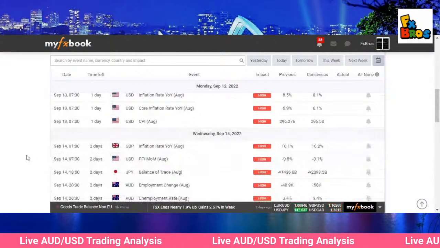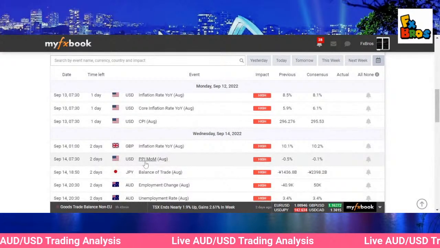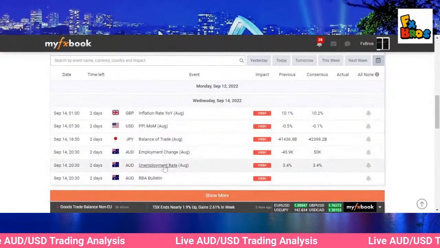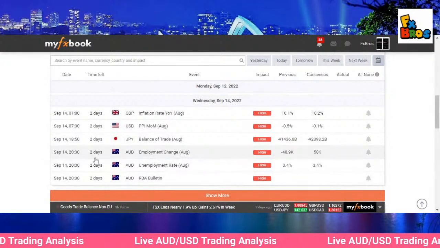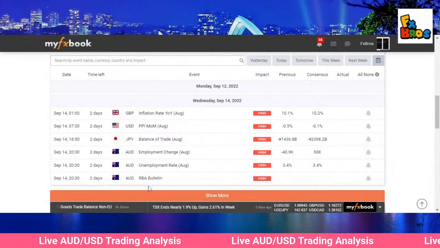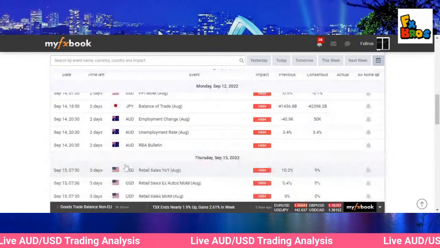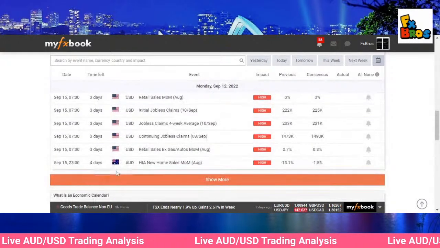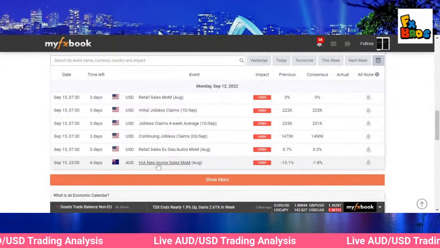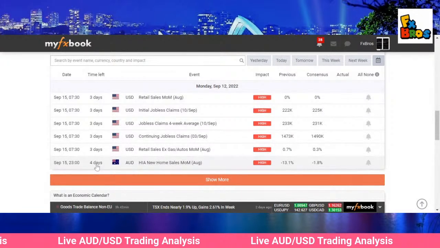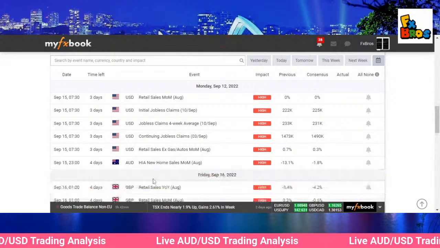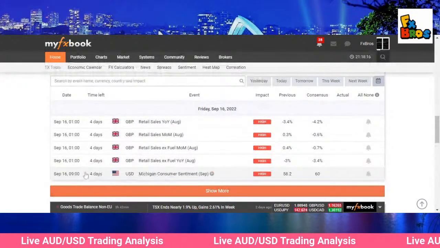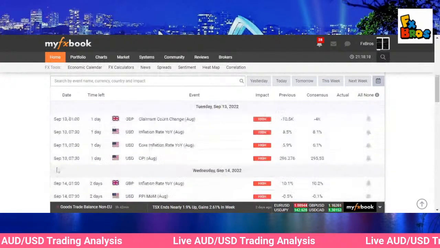And Wednesday we got PPI, unemployment rate, employment change on Wednesday evening. Thursday you already know. We got Thursday evening new home sales for Australia. On Friday, Michigan consumer sentiment. Damn, it's going to be a busy week.